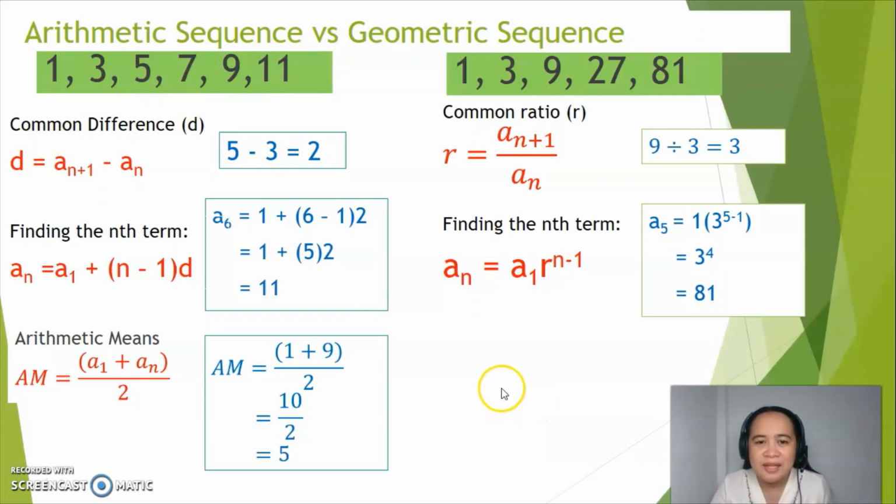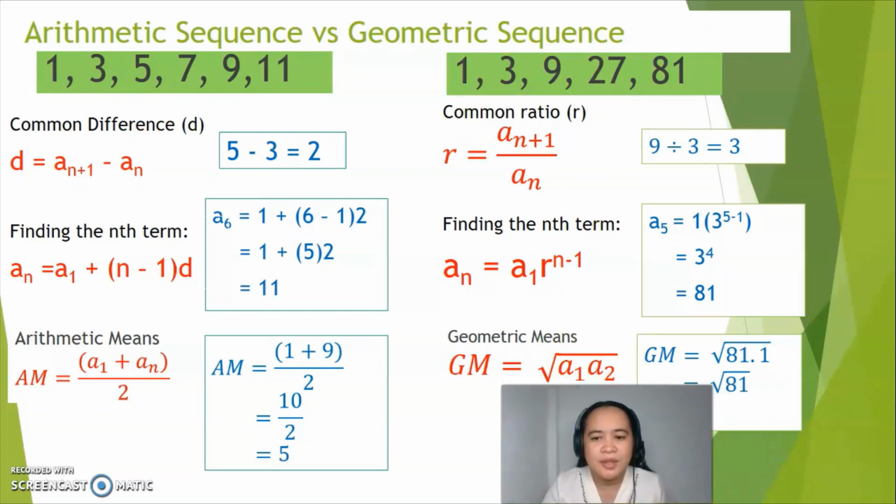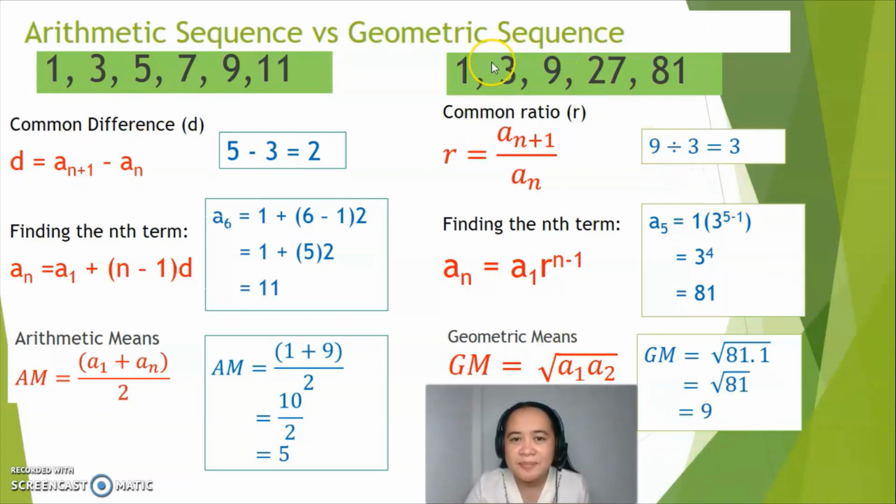Now, for geometric, that would be geometric mean. And the formula is to multiply the two terms and get its square root. For example, identify the geometric mean of 1 and 81. So the square root of 81 is 9. So therefore, the geometric mean of 1 and 81 would be 9.